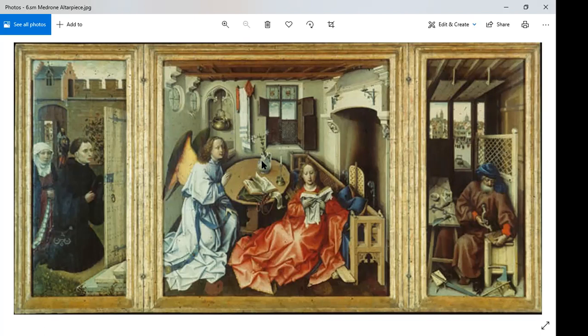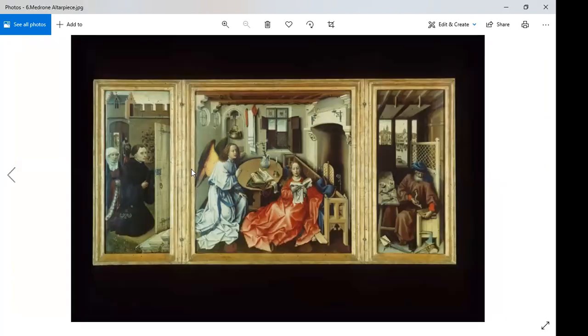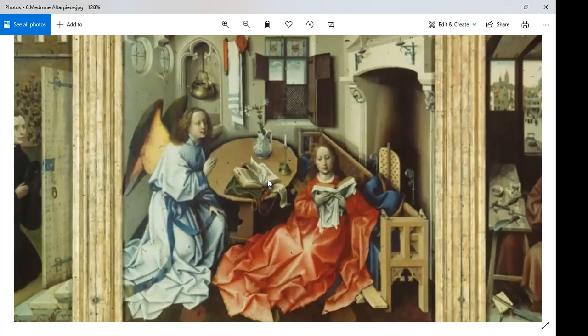We'll start with, I'm going to go back because this isn't as sharp. I got these from different files. I think this one will blow up better. Yeah, that's better.